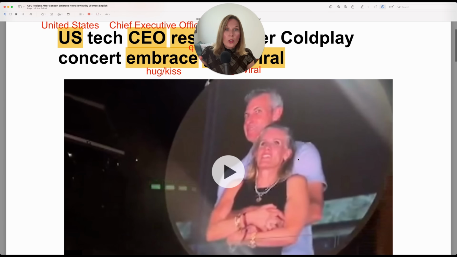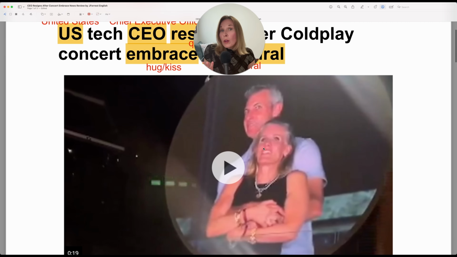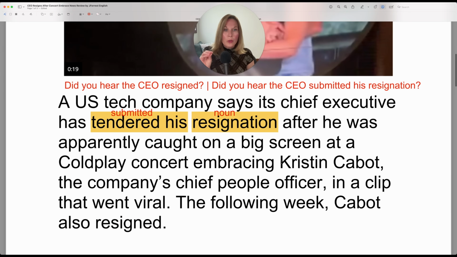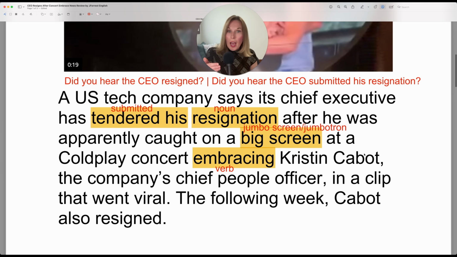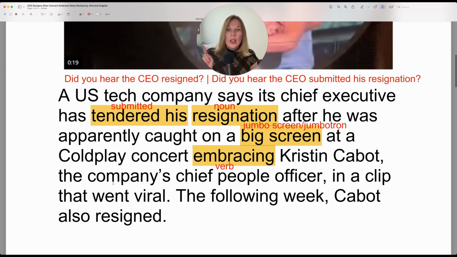So this is the big screen. It is often called a jumbotron, or just a jumbo screen as well. You might hear those terms. And notice they used embracing, which is the verb form. So it just shows it as an action. So embracing as our verb, Kristen Cabot, that woman there, "the company's chief people officer." So this is another executive role in the company, chief people officer.